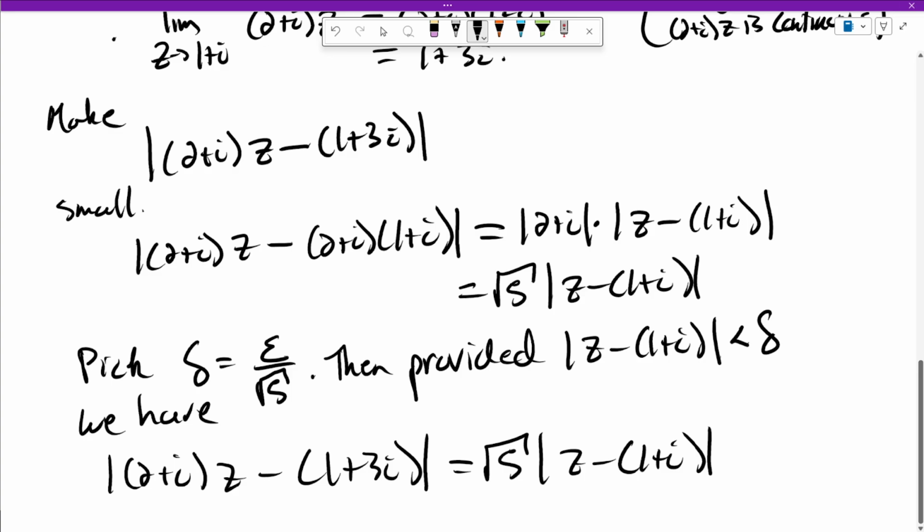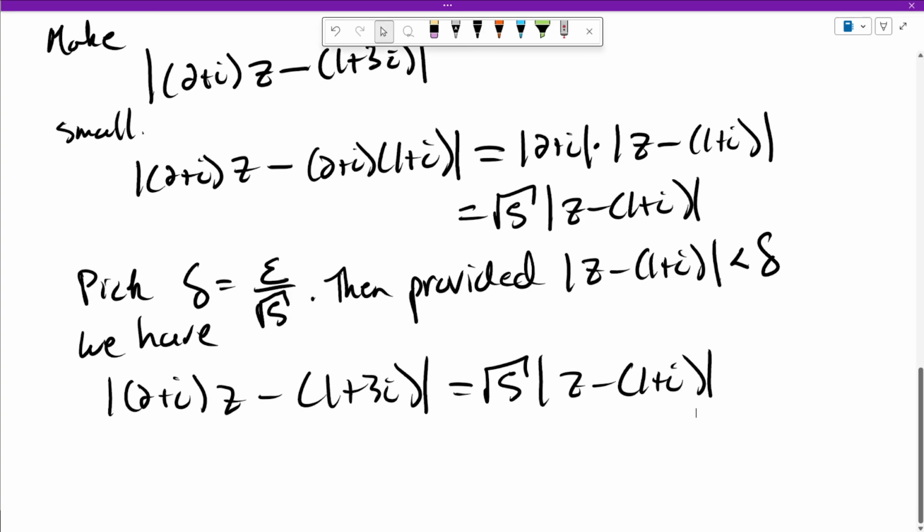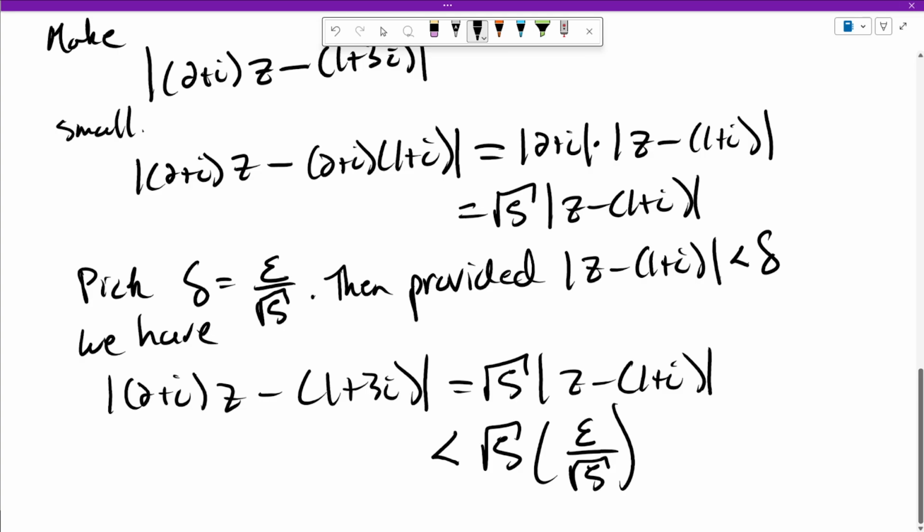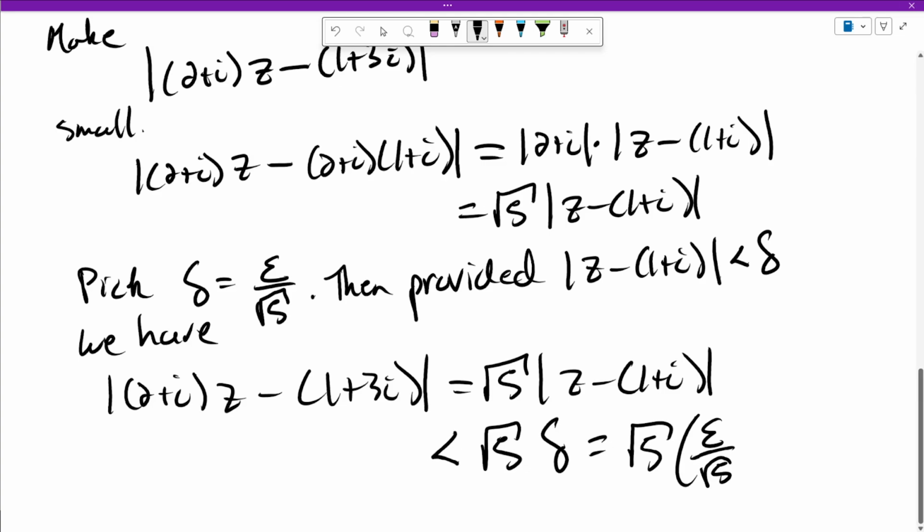But if I'm close enough to 1 plus i, my distance in outputs will be close enough to 1 plus 3i. So we're going to replace our modulus expression with a less-than sign, and put in our delta. Let me do that in steps. That's going to be less than root 5 times delta, because we're supposing that we're pretty close to 1 plus i. And that's root 5 times epsilon over root 5, which is epsilon.